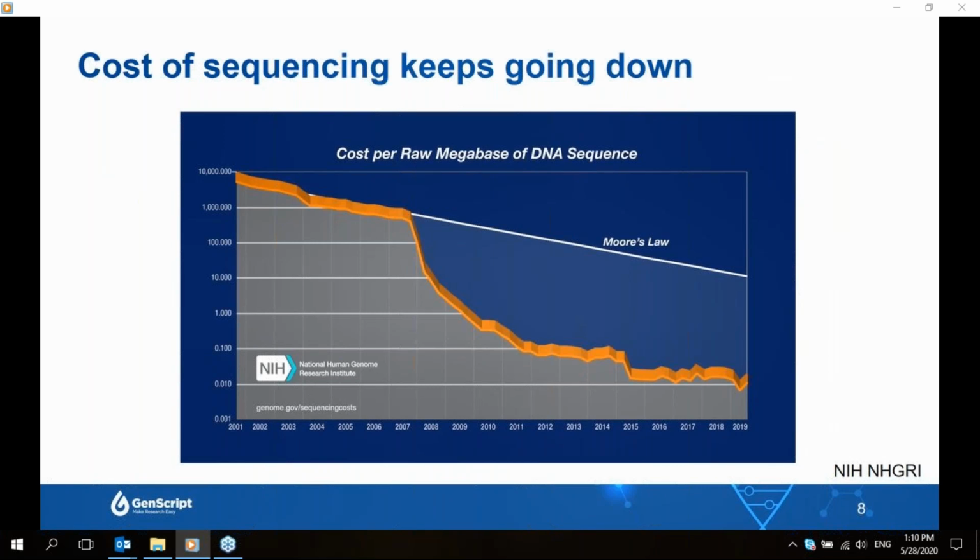Another factor that contributes to the accelerating popularity and adoption of NGS is lowering cost. This diagram, taken from the NIH Human Genome Research Institute website, shows the cost of sequencing per megabase of DNA. You can see the price has dropped 1 billion times since about the time the Human Genome Project completed in 2002-2003. But the drop became significantly faster in the last dozens of years.